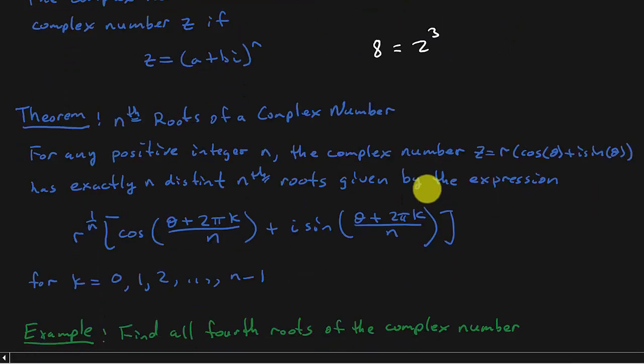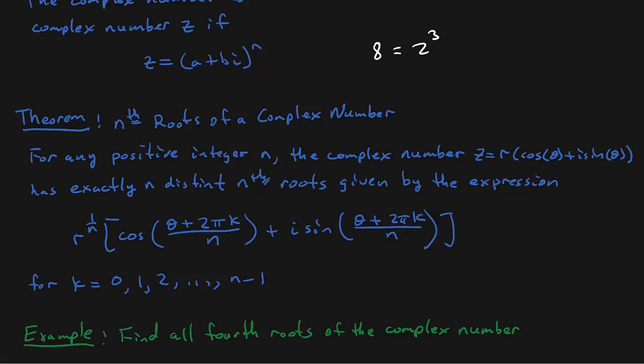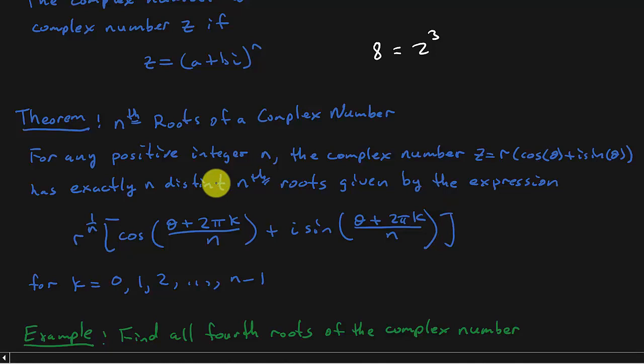And then we have the nth root theorem. So nth roots of a complex number. For any positive integer n, the complex number z equals r cosine theta plus i sine theta has exactly n distinct nth roots given by the expression r to the 1 over n, or the nth root of r. Remember, r to the 1 over n is the same thing as the nth root of r.